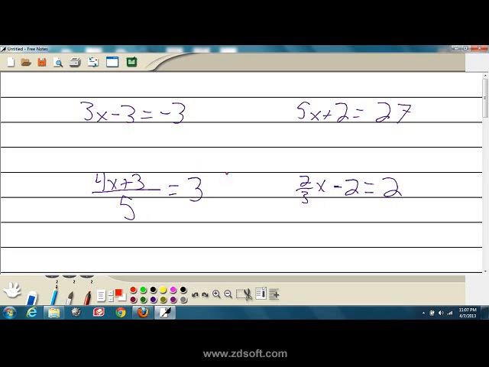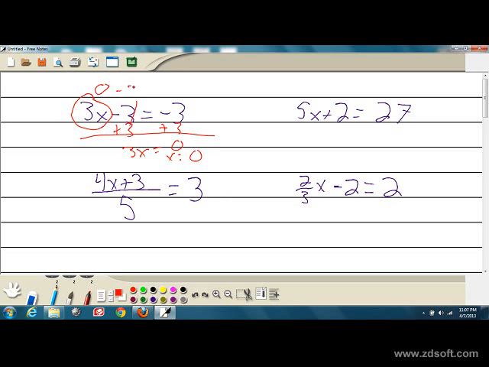So we have 3x minus 3 is equal to negative 3. Again, we multiply by 3 first and then subtract 3. So we need to get rid of the 3 first. The opposite of subtraction is addition, so we're going to add 3 to both sides. You're left with 3x is equal to 0. You divide both sides by 3, and you get x is equal to 0. Let's plug it in. 3 times 0 is 0. 0 minus 3 is negative 3.